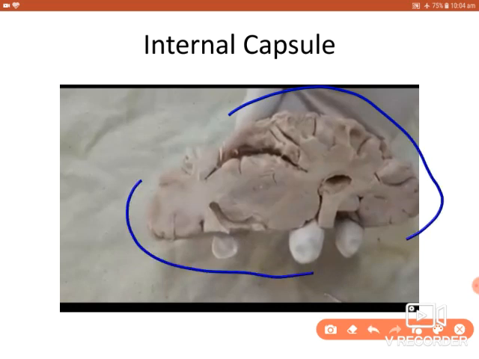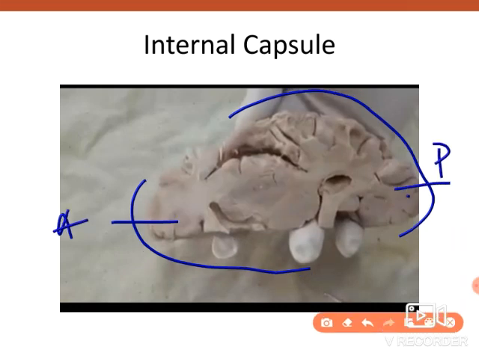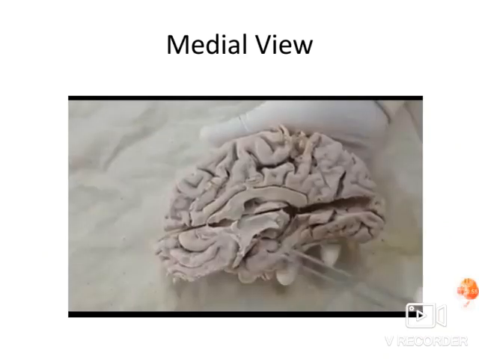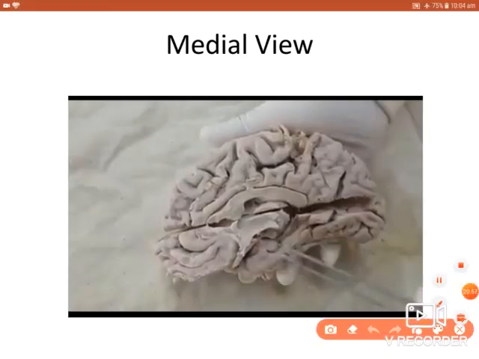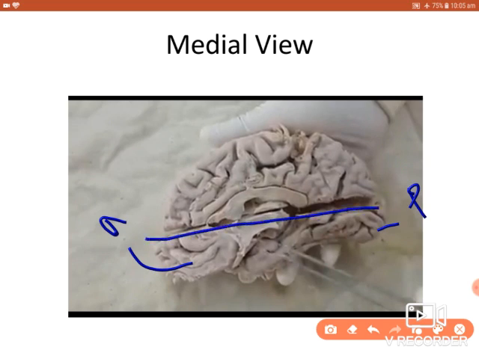So this is the lower half. This is towards anteriorly. Here this is towards posteriorly. So this is one half of the cerebral hemisphere, the right half. They made a transverse cut like this. So this is the longitudinal axis. So we can separate the upper half and the lower half.